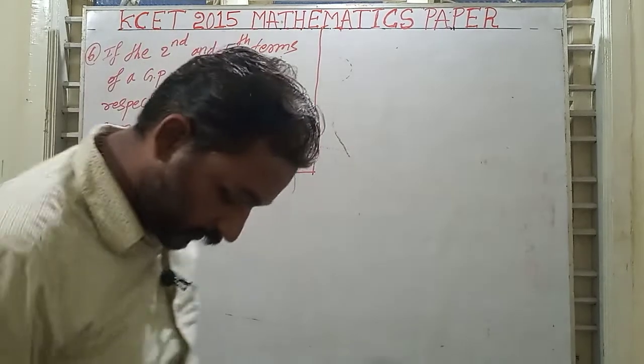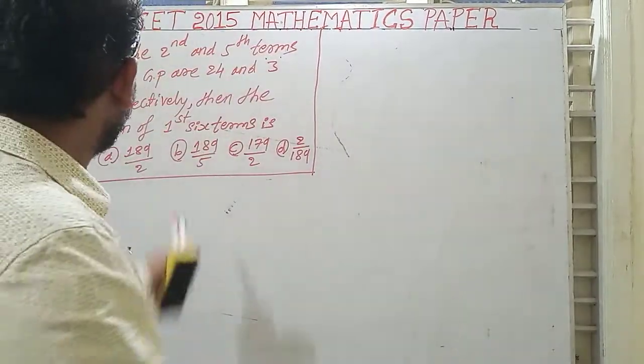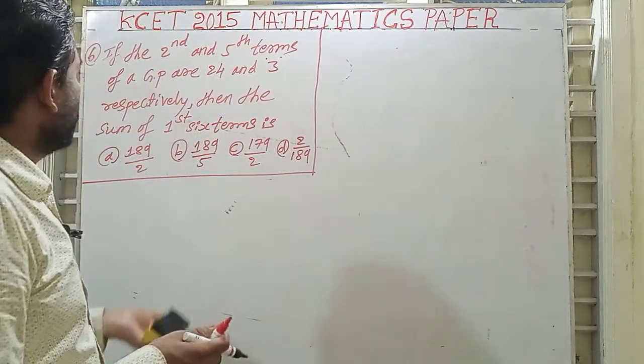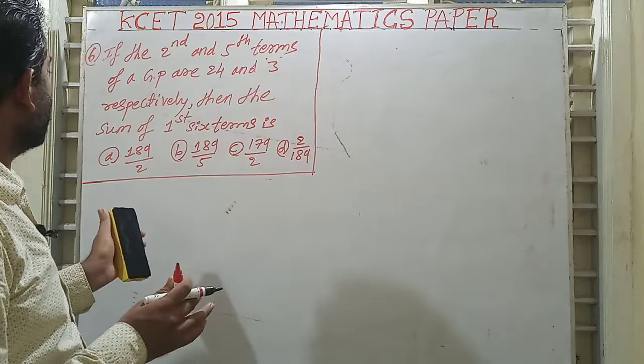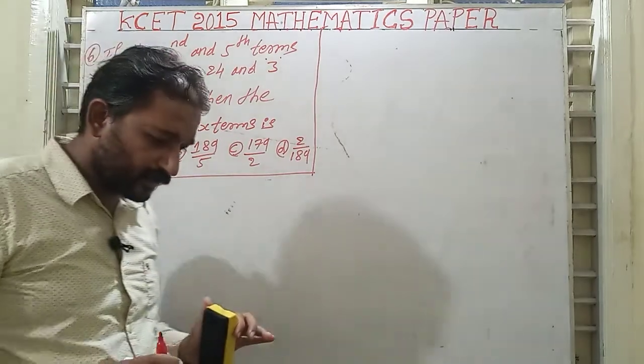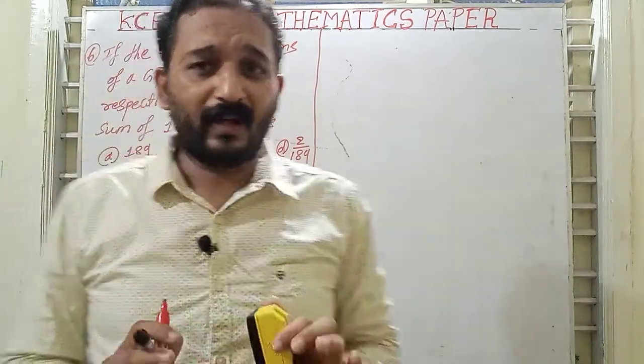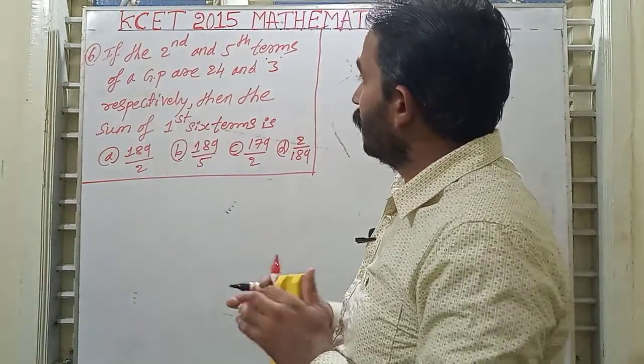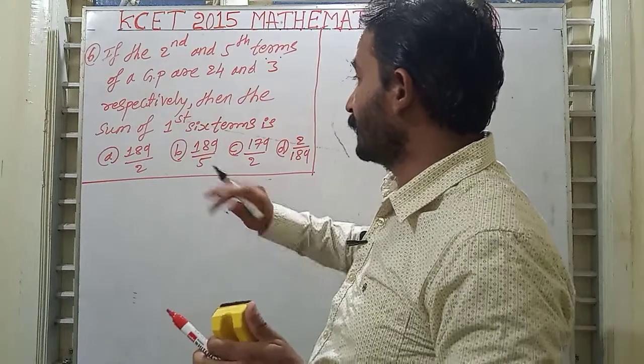So now let us move on to the next question. Question number 6. This problem is based on the chapter binomial theorem. KCET without fail asks one question from binomial theorem. Sorry, this is sequence and series.